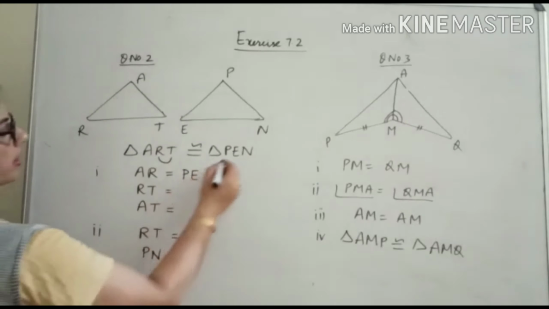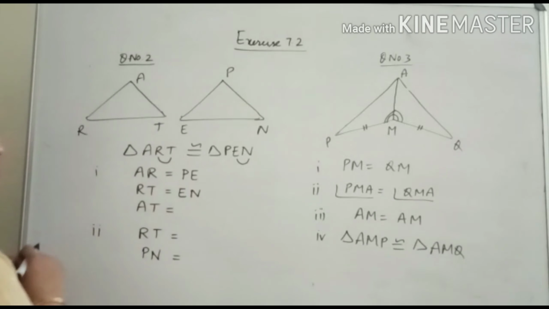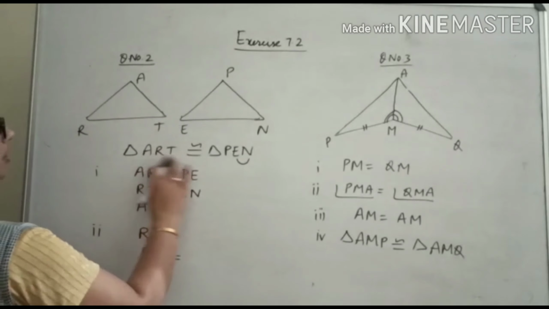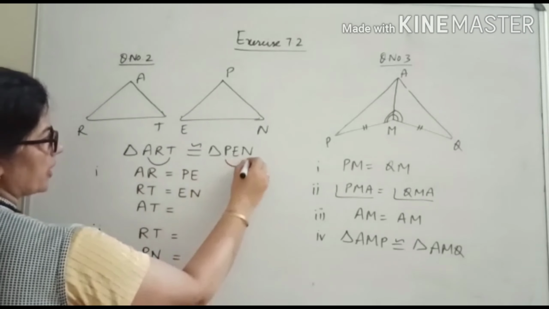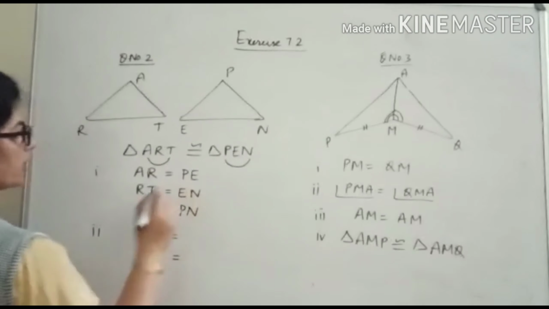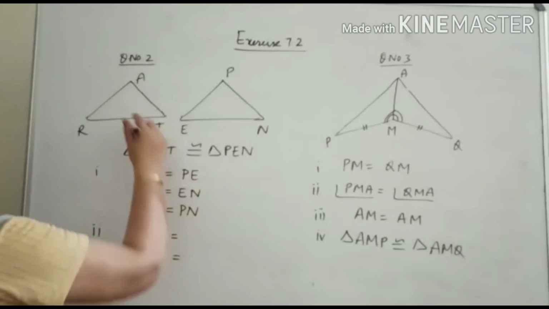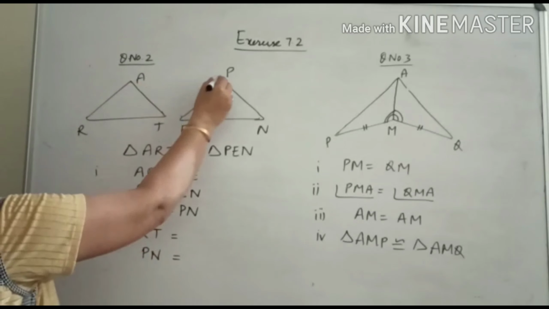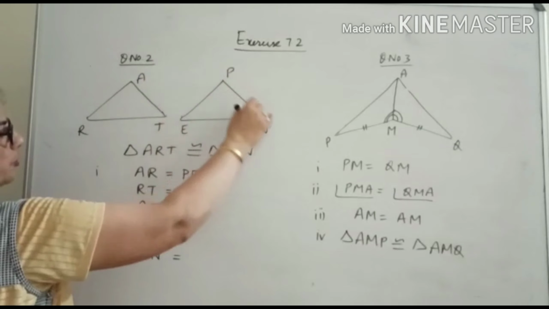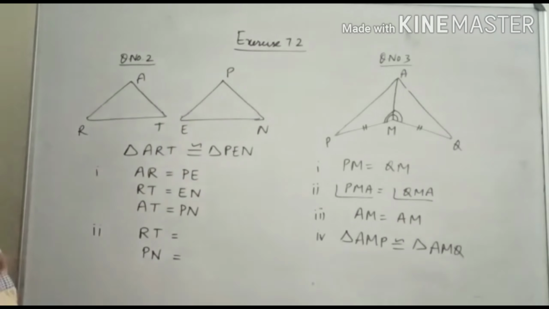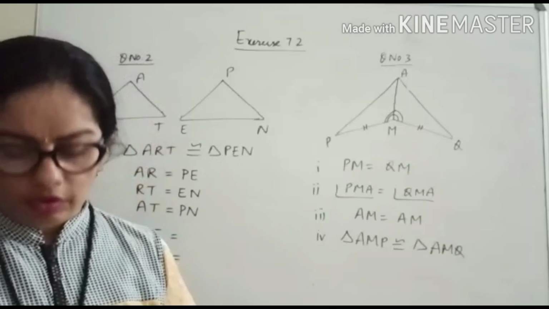RT is second, third. And what is second, third here? EL. Then RT is equal to EL. Third is AT. AT is first, third. PN is first, third. Then AT is equal to PN. So if AR is equal to PE, RT is equal to EL, AT is equal to PN, then we will say that these triangles are congruent by the SSS congruence criteria.